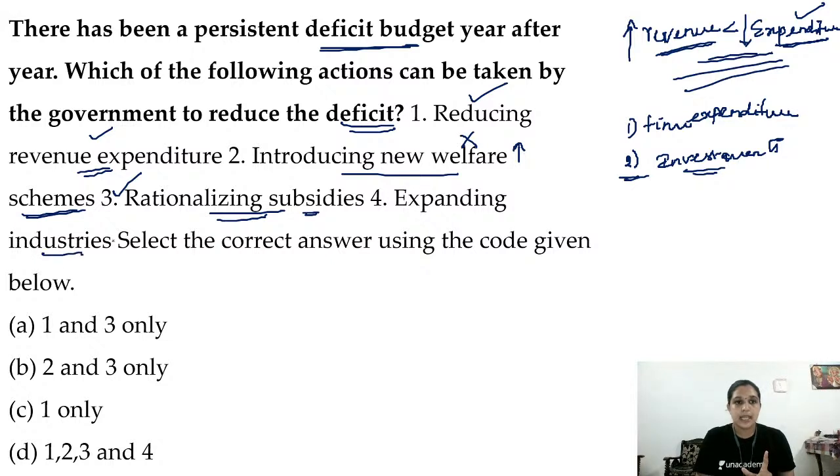Expanding industries comes under the concept of capital expenditure. So you invest this year, and next year you get revenue from that. So expanding the industries is a form of increasing the revenue, not decreasing the revenue. Keep that in mind. I'm repeating.